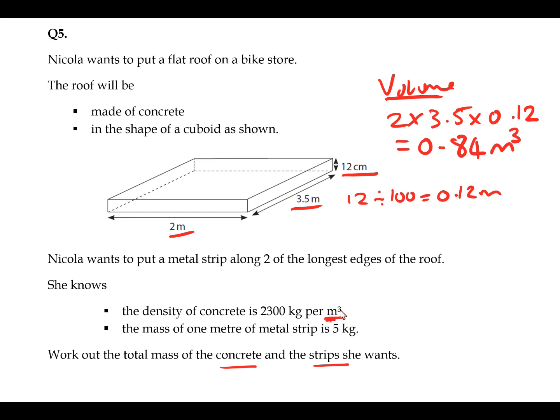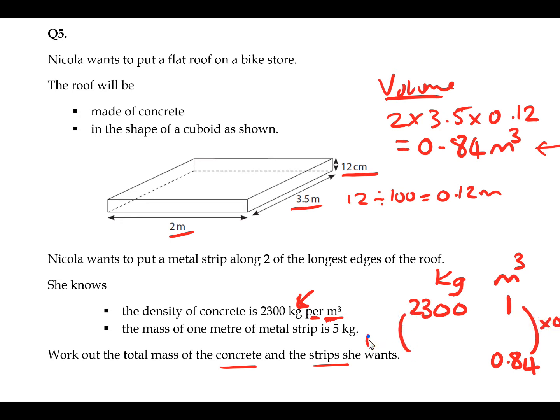So we can now use this. So the mass of the concrete, because this is a relationship here in a ratio, kilograms to meters cubed, and it's 2,300 kilograms for every 1 meter cubed. We haven't got a meter cubed, we've got 0.84. So we've multiplied this side by 0.84. We need to do the same on the other side. So 2,300 times 0.84 equals 1932, and that's kilograms. So the mass of the concrete is 1932 kilograms, and we'll just write that there for now.